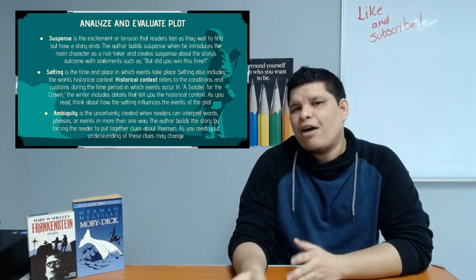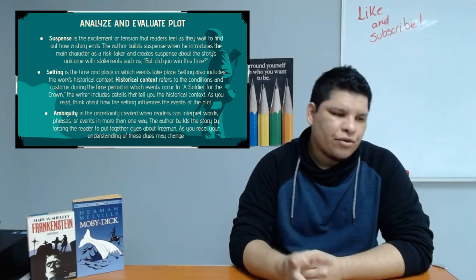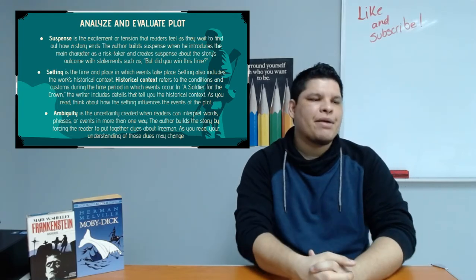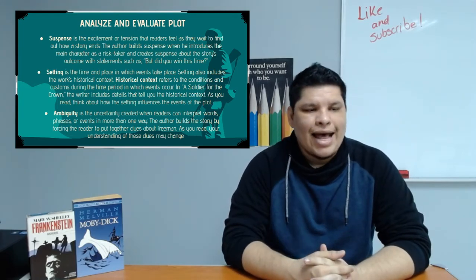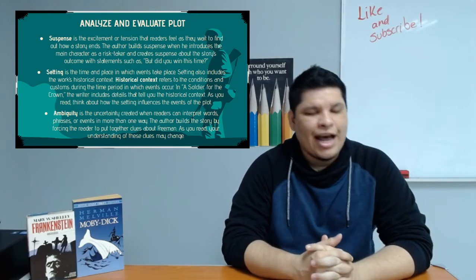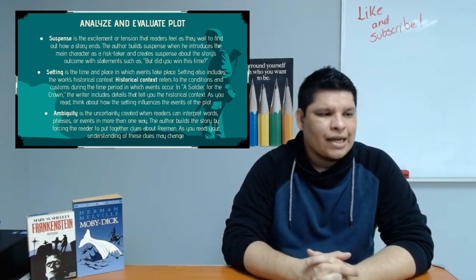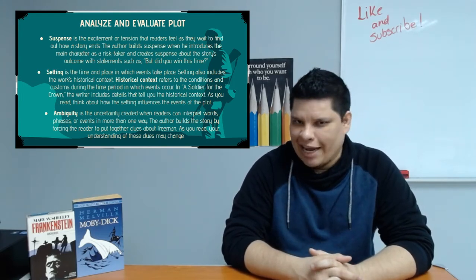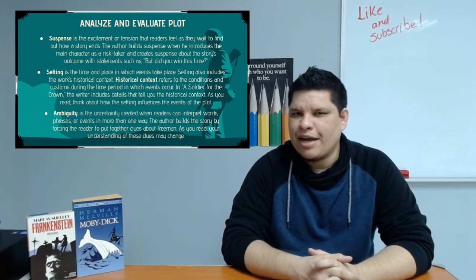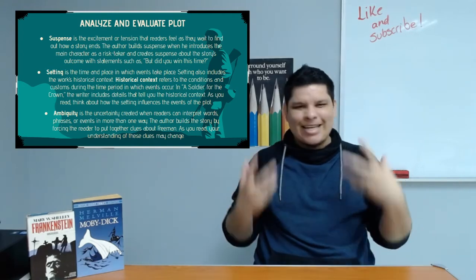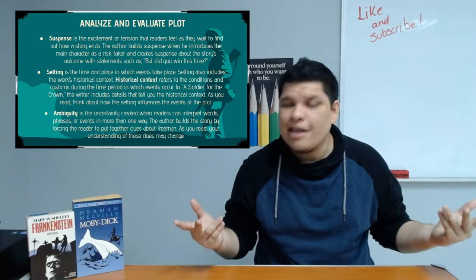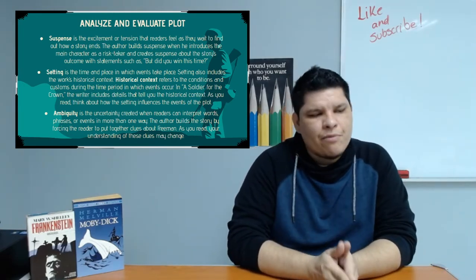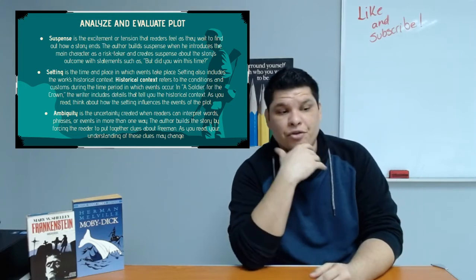There are aspects of the plot that we have to analyze in order to get there. First thing is suspense. Suspense is the excitement or tension that the readers feel as they wait to find out how a story ends. The author builds suspense when he introduces the main character as a risk taker. Right? When somebody tells you that the main character is a risk taker, you immediately start thinking about, well, what are the risks that he or she is going to take? And he creates suspense about the story's outcome with statements like, "But did you win this time?"